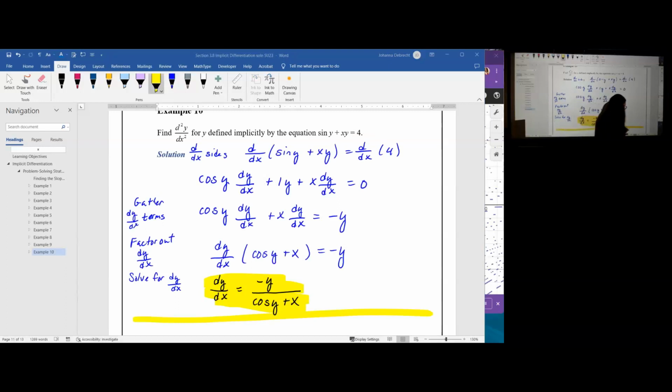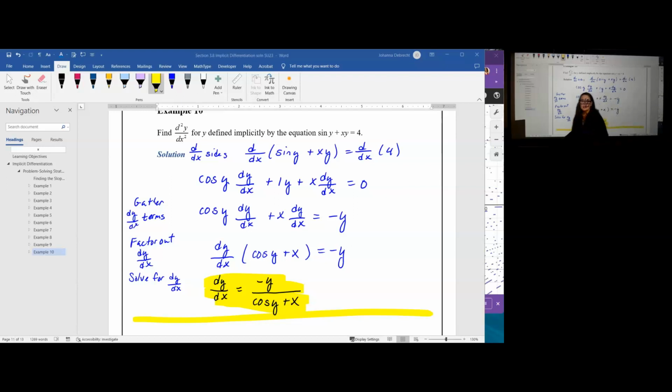This particular problem is not too bad as far as finding the first derivative, but as we'll see, the second derivative is more complicated. Take the derivative of both sides, and you get cosine y dy/dx, and then applying the product rule, y plus x dy/dx, and the derivative of 4 is 0. Gather your dy/dx terms, factor out the dy/dx, and divide by the coefficient to get negative y divided by the quantity cosine y plus x.